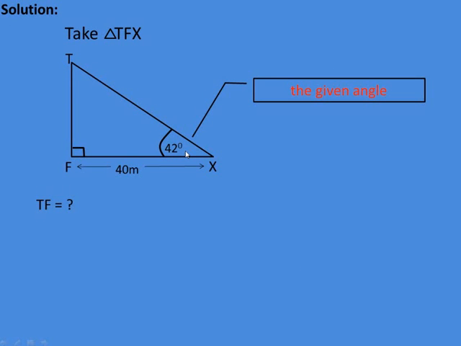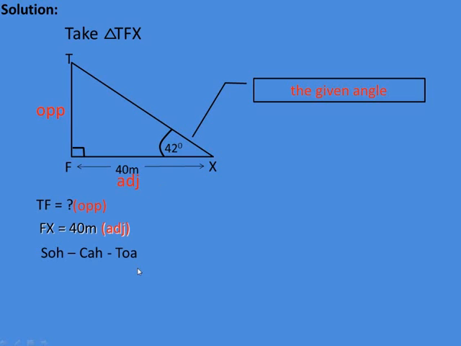The given angle of 42 degrees allows us now to label the triangle with the opposite side, the adjacent side, as well as the hypotenuse. The side opposite the given angle is called the opposite, and the side where the right angle and given angle are on the same side is called the adjacent. Therefore, TF is the opposite side, and they also gave us FX, which is equal to 40 meters. Now that is the adjacent.